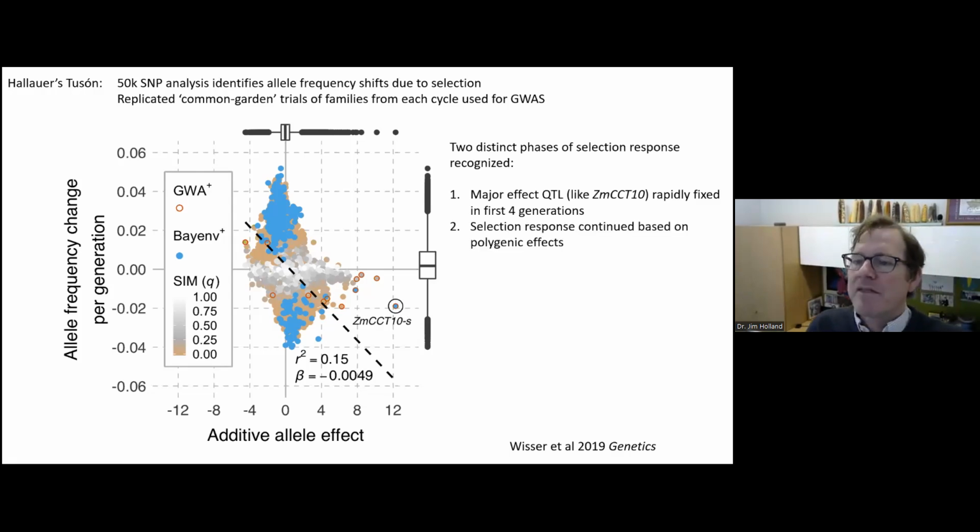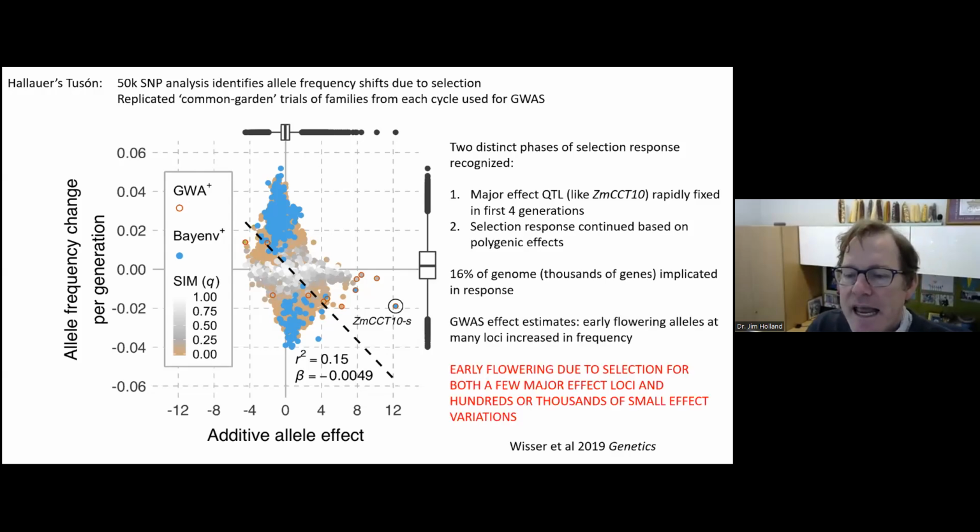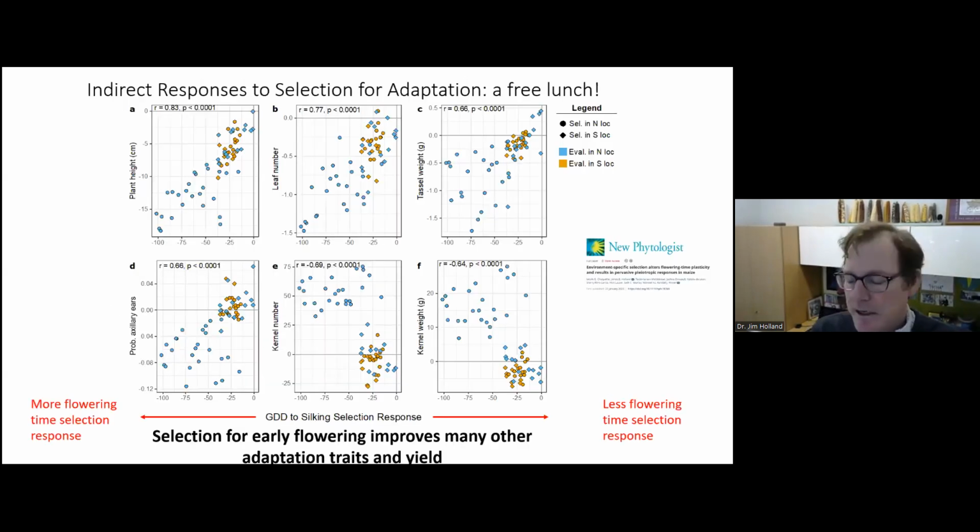But after that, there's another 6 generations of selection where you can see the response keeps going and going and going, almost at the same rate. And that's based on polygenic effects. So we identified about 16% of the genome shows some signal of response to selection. And so the story here is, yes, there's a few major genes, but there's a lot of polygenic stuff that needs to be selected on if you're going to really change the population phenotypes.